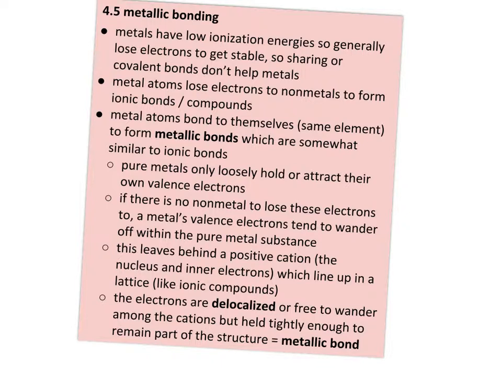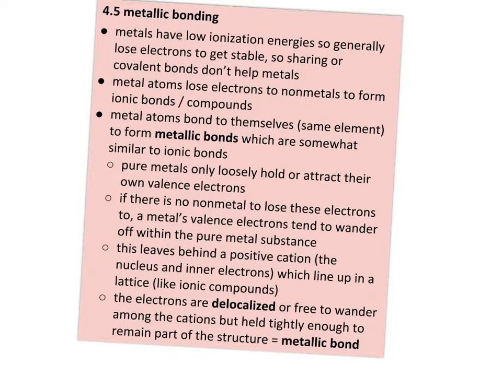But what happens is these pure metals are loosely holding their own valence electrons. And if there's not a nonmetal around for them to wander off to or get pulled off to, then they just kind of wander off within that pure metal substance. And that leaves behind a positive cation, which is the nucleus and the inner electrons. And these positive cations tend to line up in a lattice, just like ionic compounds do. So you've got this very structured lattice of just the cations.